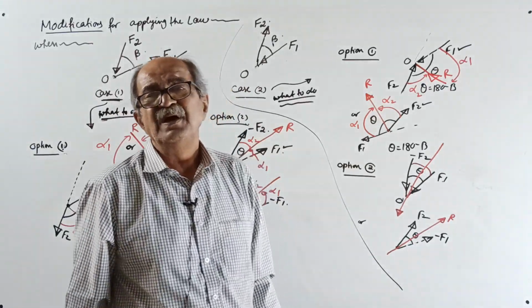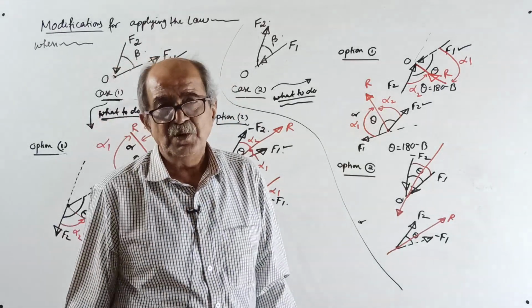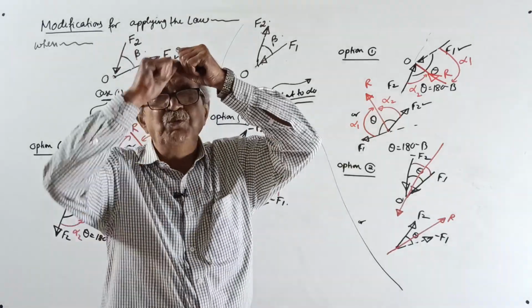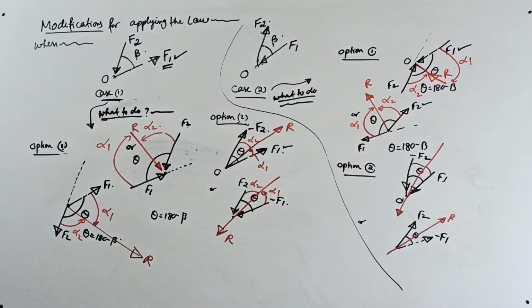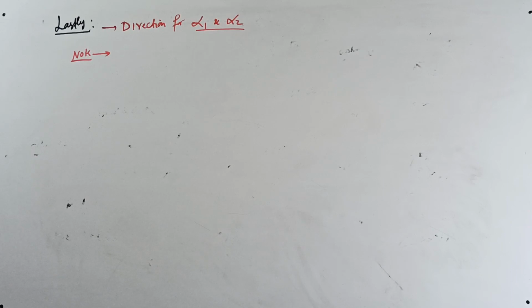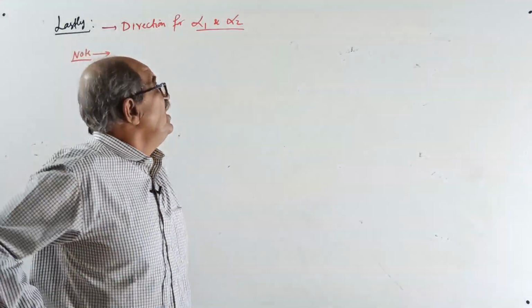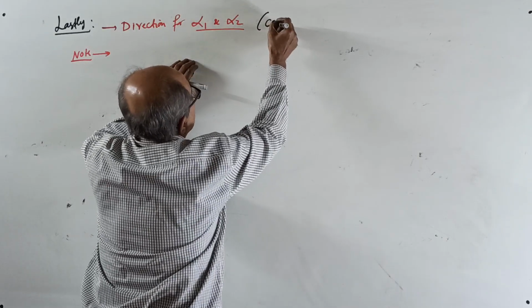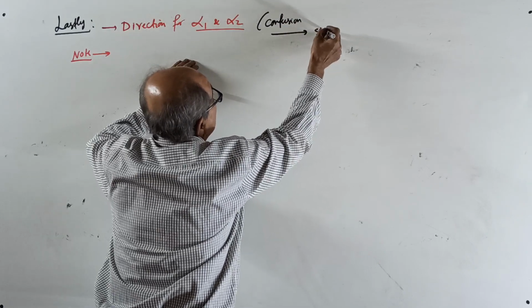All this concept I will explain very thoroughly a little later. Now I will give one last concept before I wind up this class. We are ready for application, and every doubt will be clarified by the examples. I have not cleaned the board sufficiently. Lastly, the direction for alpha 1, alpha 2, that is the confusion which may arise with respect to sign.